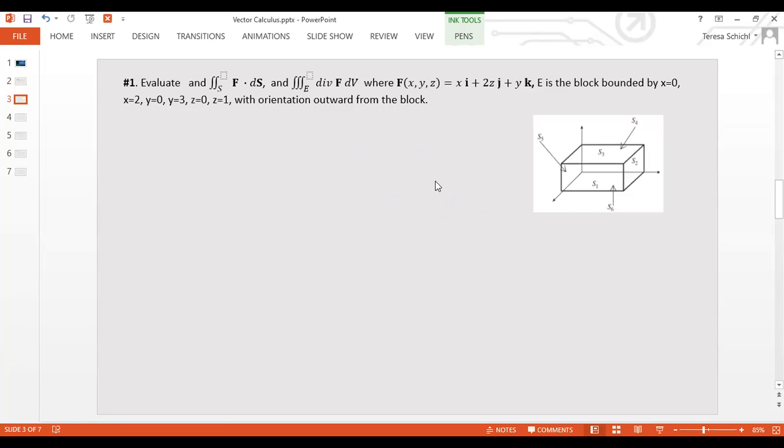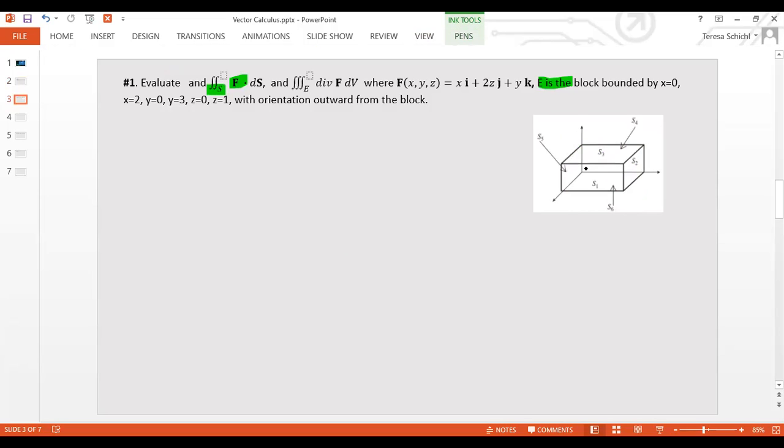Okay, so let's take a look at this one. I have my solid here, and I say evaluate the surface integral of this vector field. Here's my vector field, and this surface here, E, is a box, a rectangular box. Now I want to find the surface integral of F.